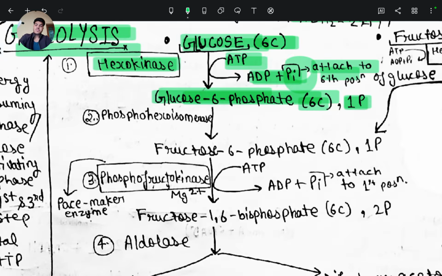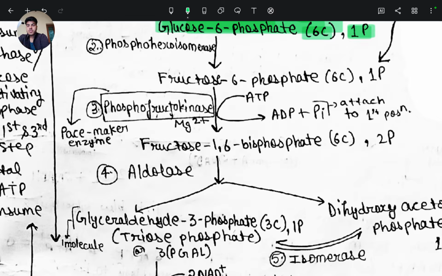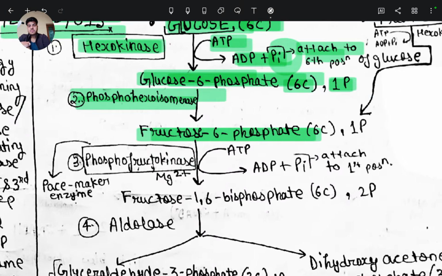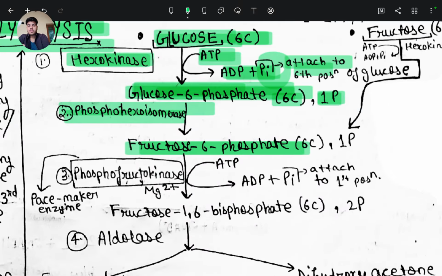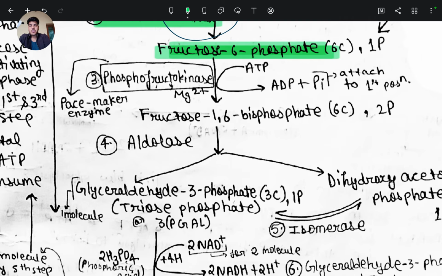Now this glucose 6 phosphate molecule again reacts in presence of phosphohexoisomerase enzyme to form fructose 6 phosphate. So after forming glucose 6 phosphate, it isomerizes to form fructose 6 phosphate with the help of the enzyme phosphohexoisomerase. Remember this word, isomerase. Then fructose 6 phosphate uses 1 ATP in presence of enzyme phosphofructokinase and Mg2 plus. Remember, phosphofructokinase is a pacemaker enzyme.